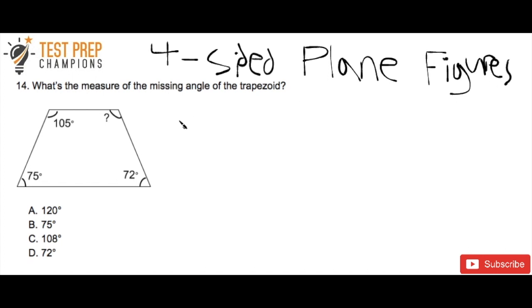But basically, the idea here is that with all four-sided figures, all of the internal angles are going to add up to 360 degrees. So again, all of these internal angles will add up to 360 degrees.